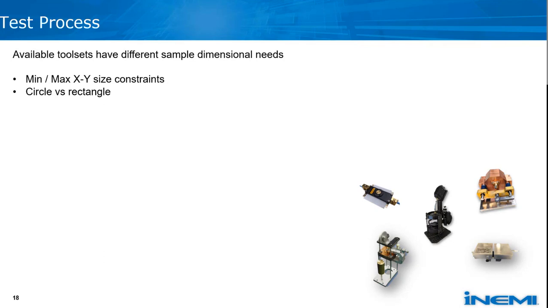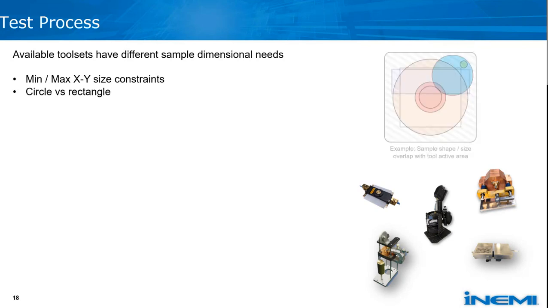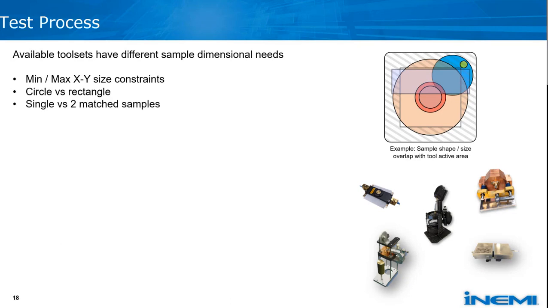Some of the tools require circular type samples, or at least samples that have rounded corners. And some require more than one sample. And so in looking at all of these material requirements and overlapping them, we did a study to try and understand what is the best form factor to recommend to enable as many of these tools as possible to use the same type of sample, or at least the same physical sample. And so we spent some time looking at this tool geometry and trying to understand it.